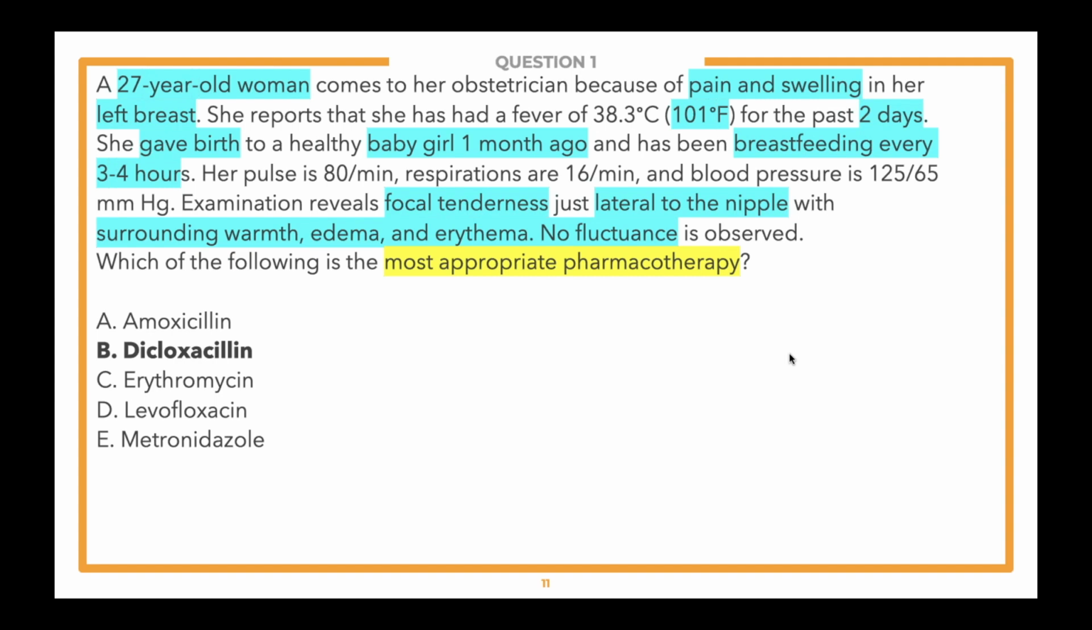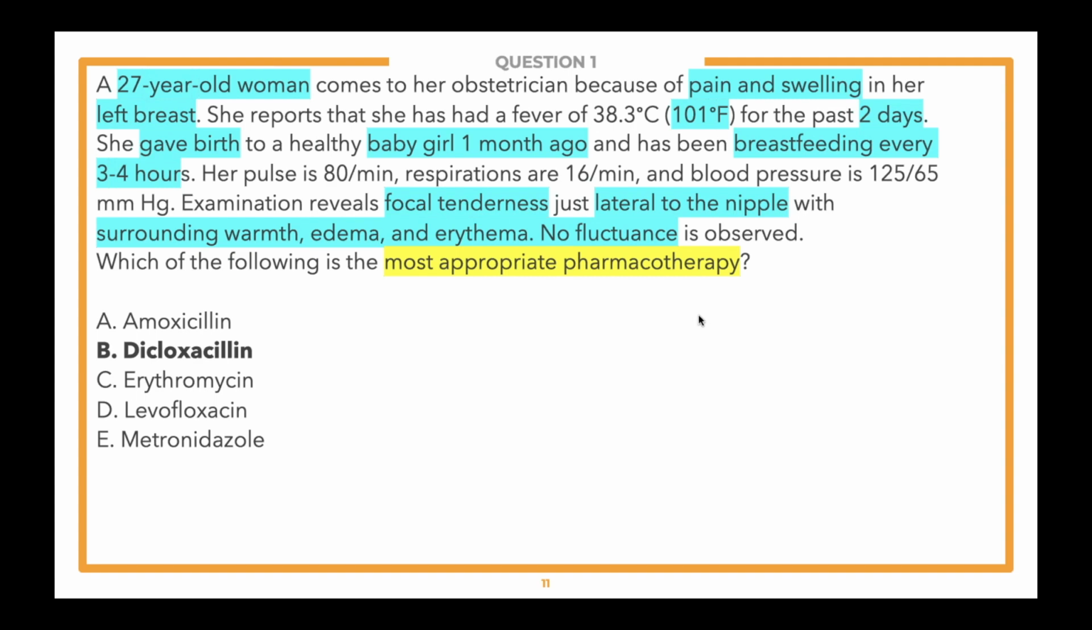And then lastly, answer choice A, amoxicillin. Certain strains of Staphylococci produce penicillinase, and so you would want to give a beta-lactamase inhibitor like clavulanate with amoxicillin. So amoxicillin clavulanate, not just amoxicillin by itself. So answer choice B is the best answer here.